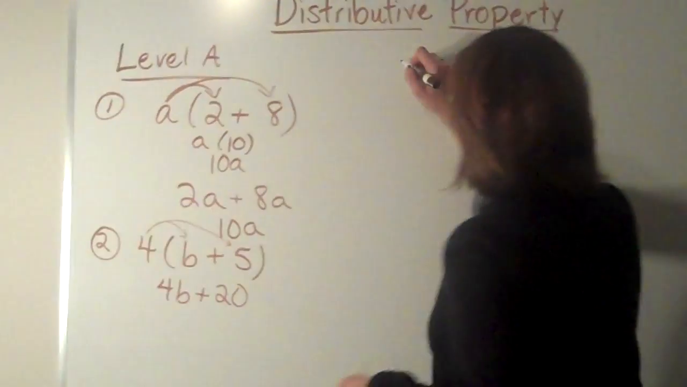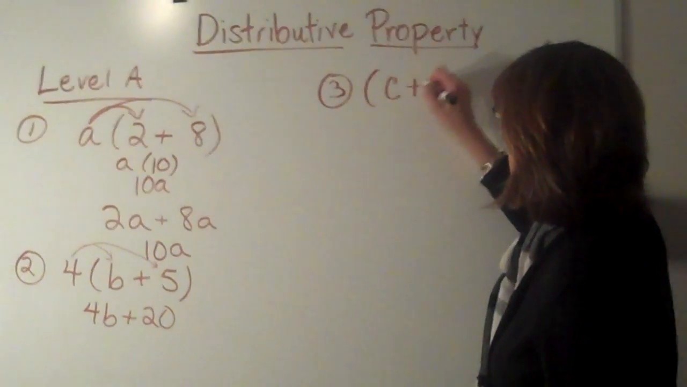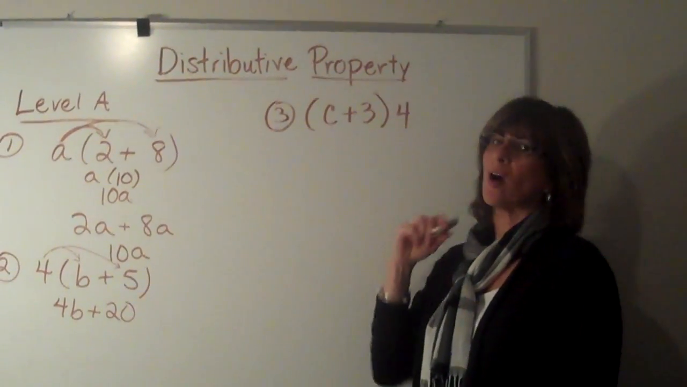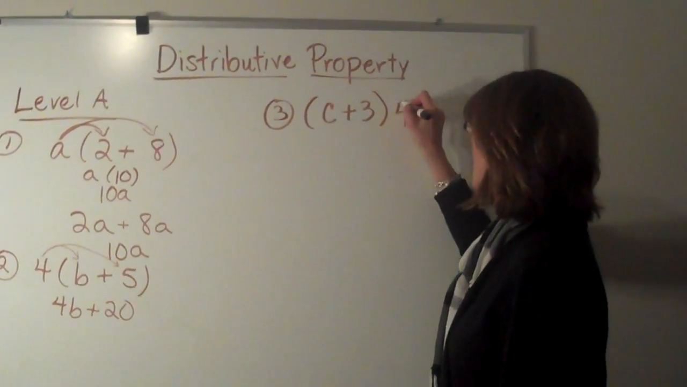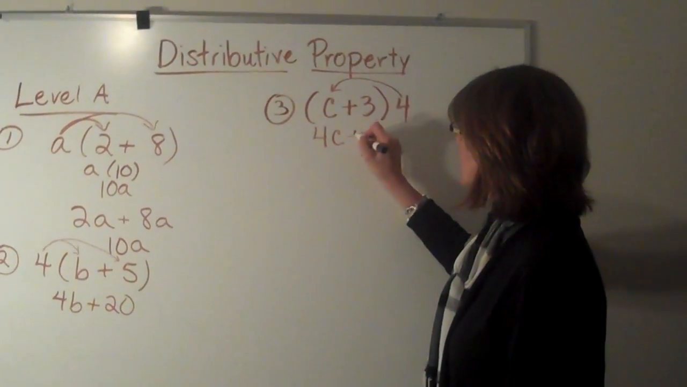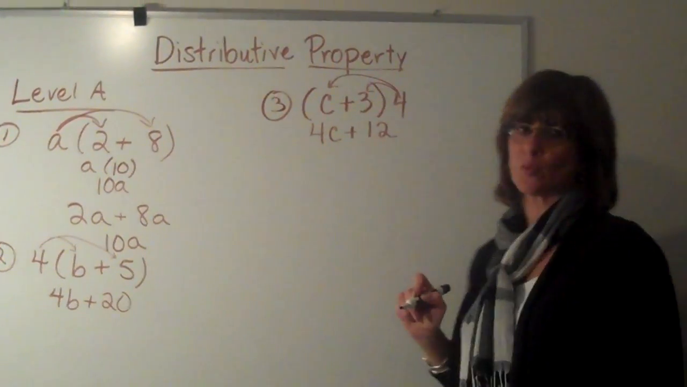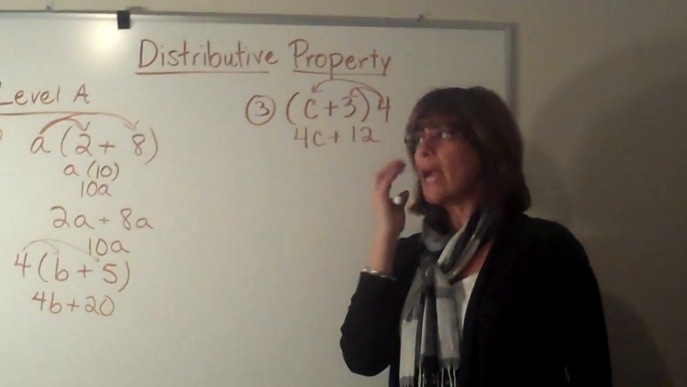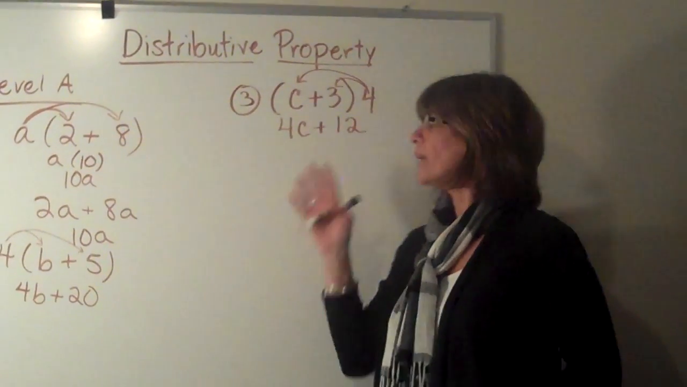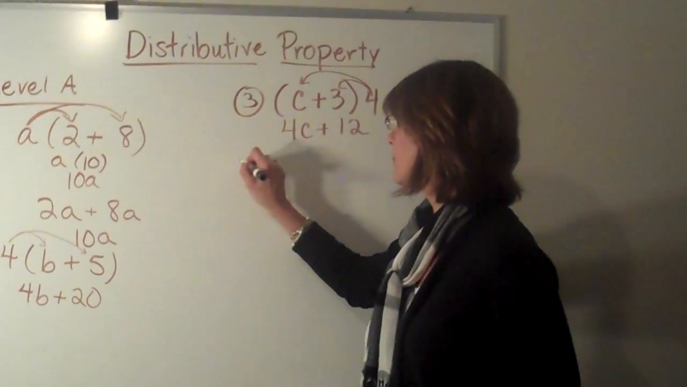Okay, number 3. Now I'm doing the same exact thing, but don't get confused because now I've just put the number on the other side of the parentheses. So it's 4 times C, which is 4C. It's plus 4 times 3, which is 12. So my answer would be 4C plus 12. And I know because you're new to all this that that doesn't look like it's an answer, but it is. That is as much of an answer as we can get at this point.